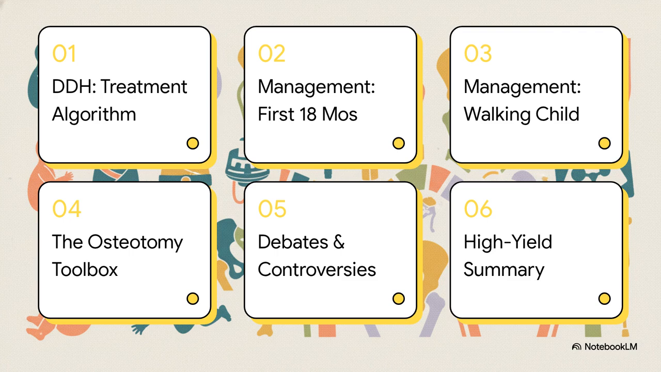So, here's our game plan. First, we'll build out that core treatment algorithm. Then, we'll break down management into 2 critical chunks, the first 18 months, and then what to do with a walking child. After that, we're going to open up the osteotomy toolbox, look at some of the really interesting debates happening right now, and then wrap it all up with a high-yield summary to lock it all in.